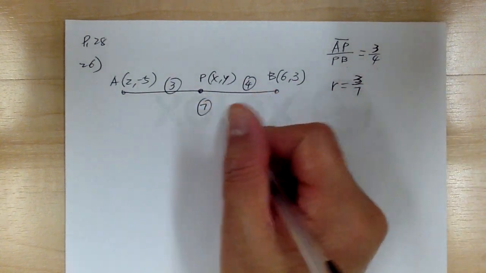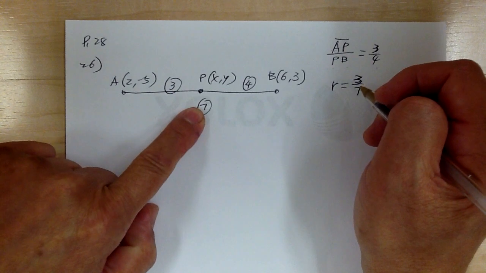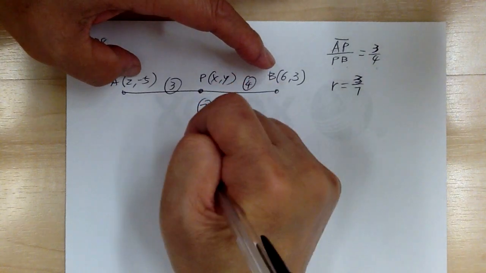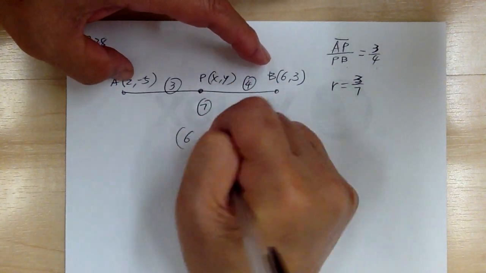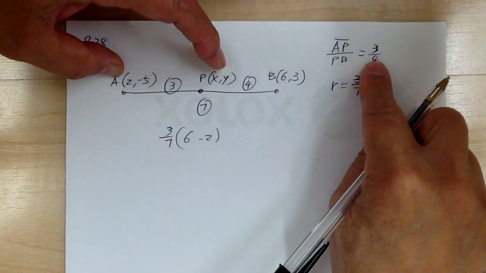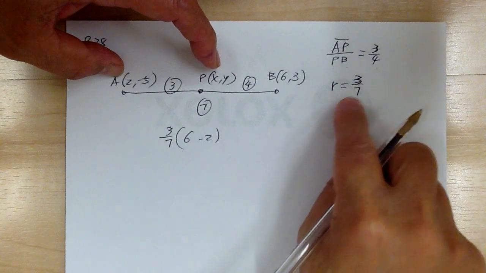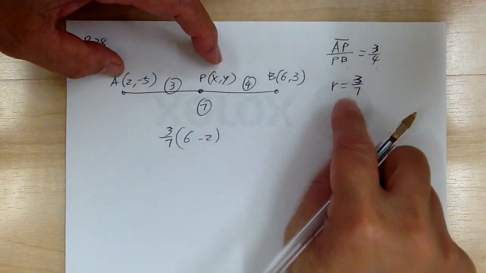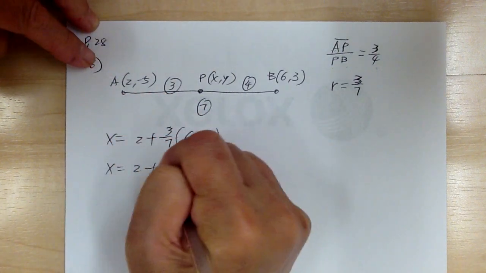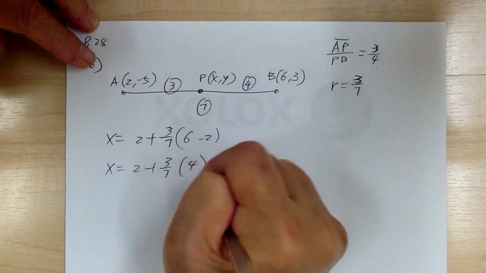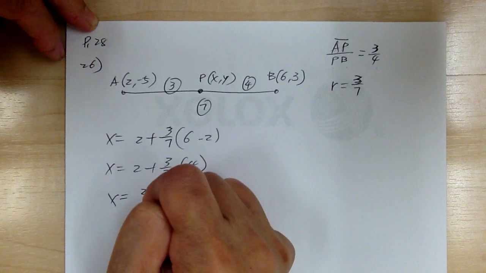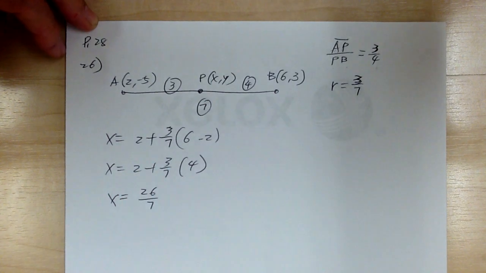Once we know that R is 3 over 7, then we can do the problem. For the x, you're going to get 6 minus 2, times 3 over 7. Again, do not use 3 over 4. 3 over 4 is not your R, so you have to draw a picture to figure out your R. Then plus 2, so that's your x. So x equals 2 plus 3 over 7 times 4, so x equals 26 over 7. You just have to work it out.